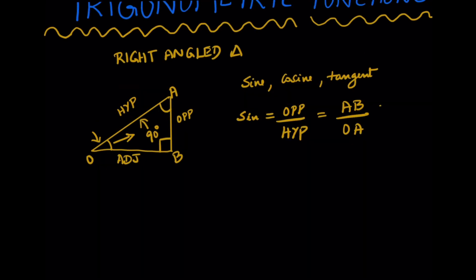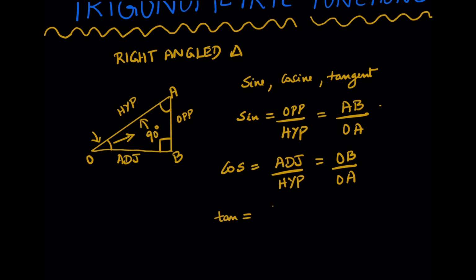Now, what is cosine? Cosine can be written in a short form or abbreviation as cos. That is nothing but adjacent by hypotenuse. So in this case, it is OB by OA. Now, what is tangent? Tangent is tan. That's the short form or abbreviation.